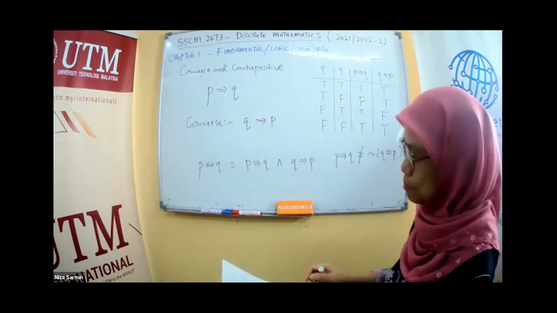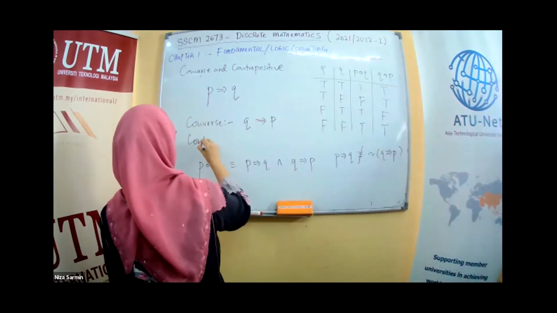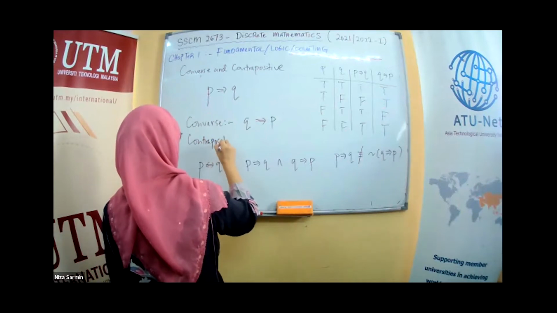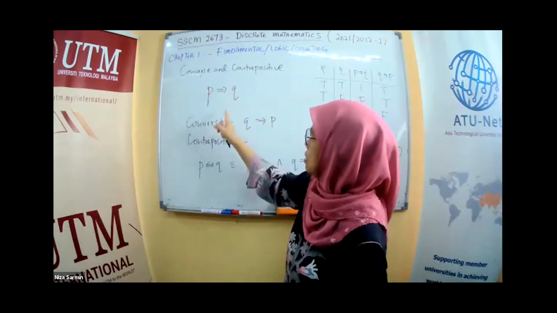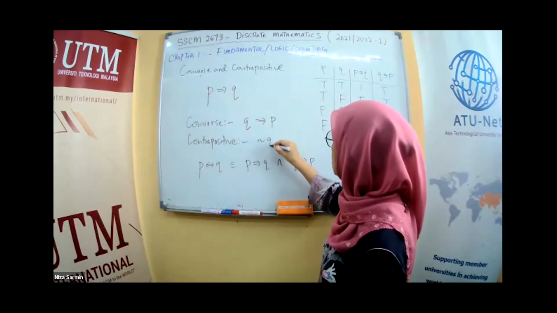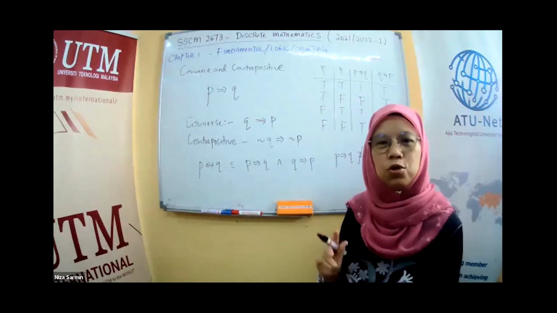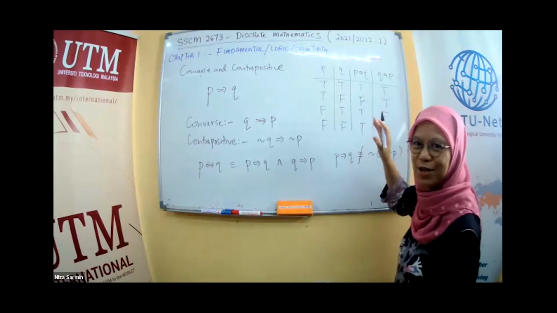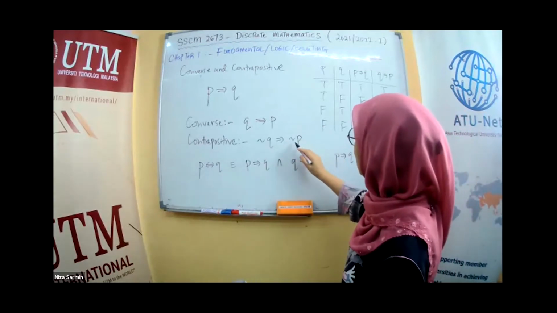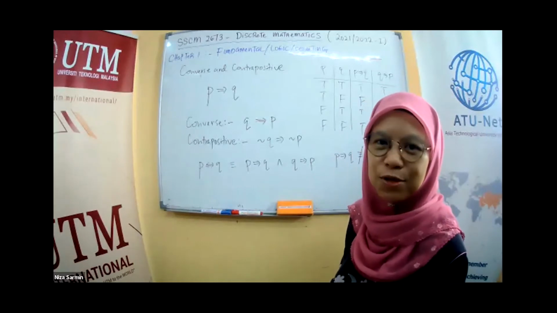Alright, okay. Now that is the converse. Now, contrapositive. Okay, contrapositive from this implication is not Q implies not P. Can you write? Not Q, not P, and implication. See what do you get in the truth table.